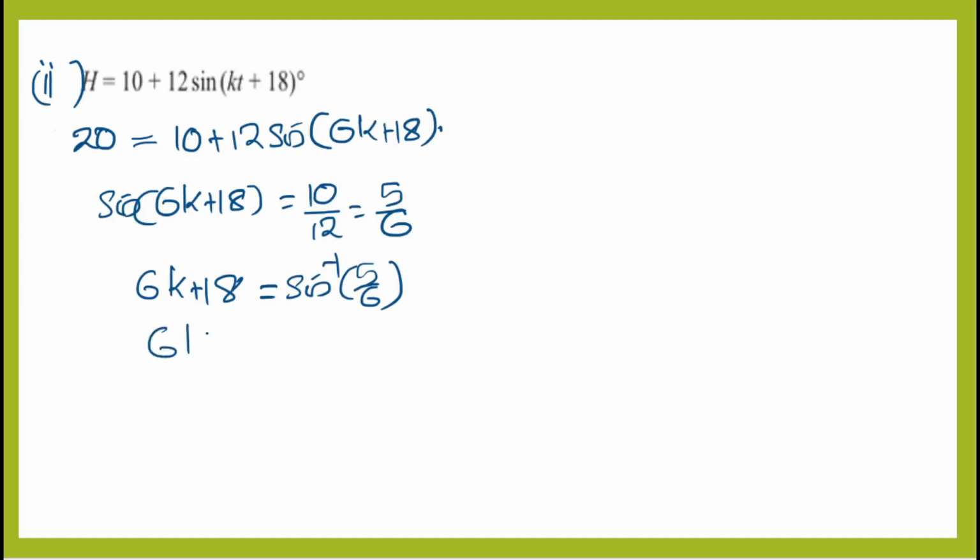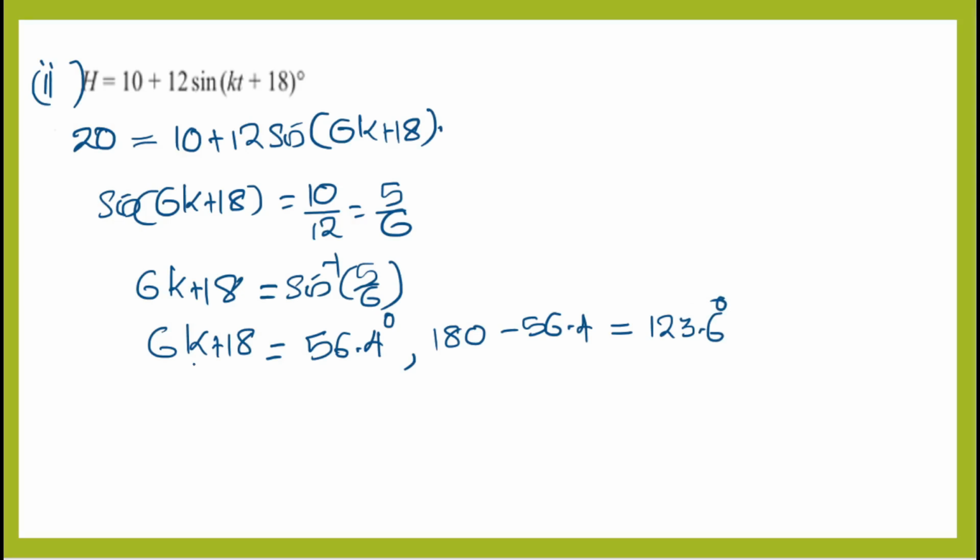Now one value of 6k plus 18 equals 56.4 degree. Next value is 180 minus 56.4 degree, that equals 123.6. Hence after simplifying, we got one value of k as 6.41 and another value as 17.59.